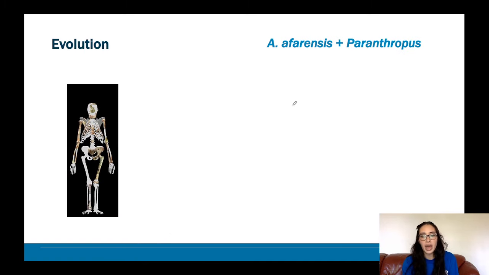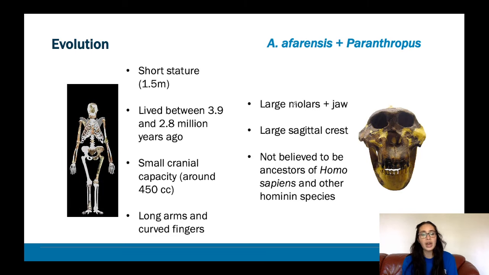Afarensis is like our ancient ancestor. If they are ancient to us, we're going to have to think of some differences between us. I'm not going to ask you to memorize all of this. But if you just think, we're really advanced, what is something unadvanced? And think about that. So, okay, our ancestor is going to have a smaller brain than us.